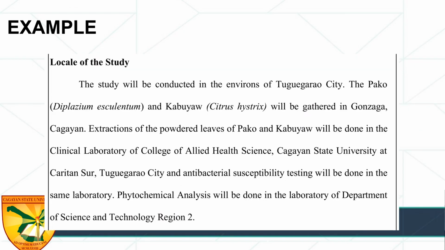Let's look at the example in the sample proposal given to you. The study will be conducted in the environs of Tuguegarao City. The Paco, Diplazium esculentum, and Cabuyao, Citrus hystrix, will be gathered in Gonzaga, Cagayan. Extractions of the powdered leaves of Paco and Cabuyao will be done in the clinical laboratory of the College of Allied Health Sciences, Cagayan State University at Carig Sur, Tuguegarao City, and antibacterial susceptibility testing will be done in the same laboratory. Phytochemical analysis will be done in the laboratory of the Department of Science and Technology, Region 2.